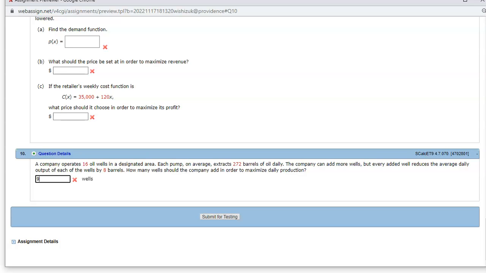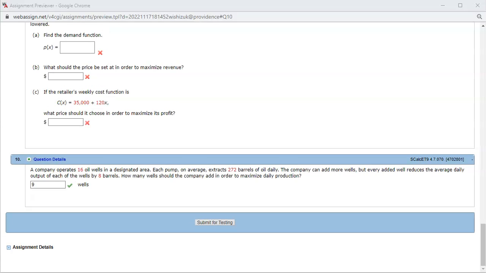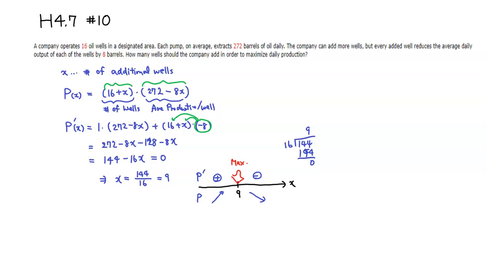All right, let's check the answer. I came back and looks like we got this one correctly. All right, that's it. I hope that this was clear.